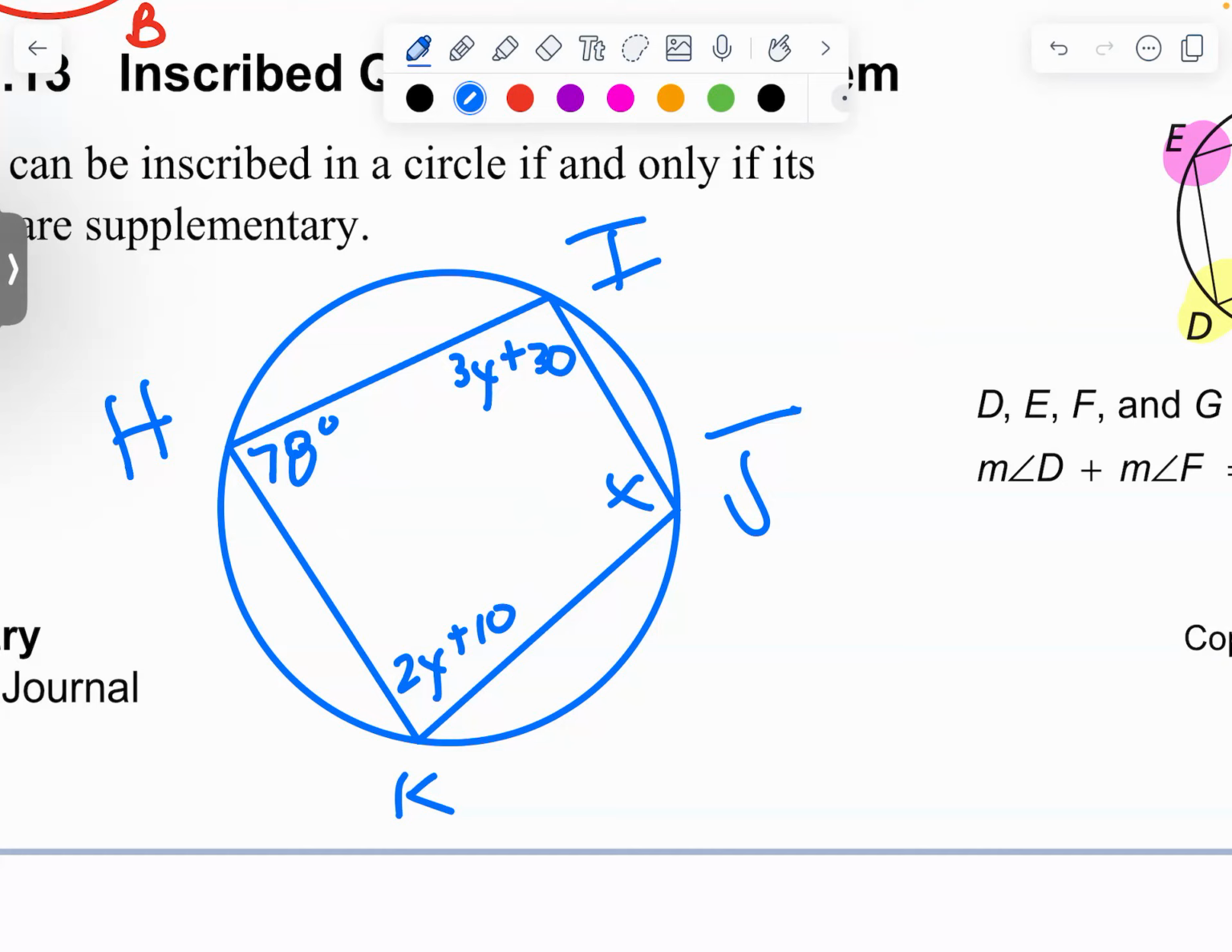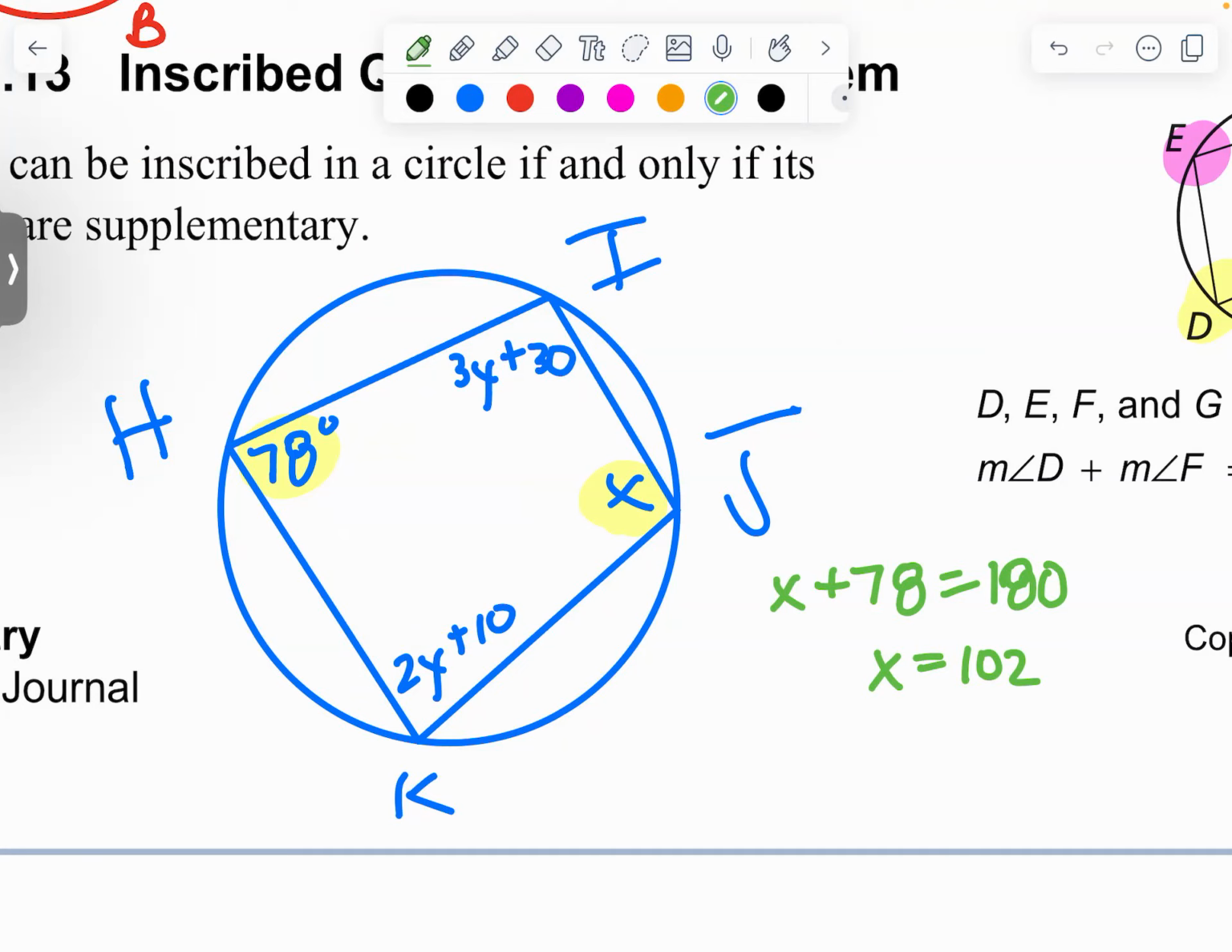Okay, so how do we find X? What is going to be true about this angle that is 78 degrees and this angle that is X? They are supplementary, equal to 180. So X plus 78 equals 180. How are I and K supposed to equal each other? They don't equal each other. X is 102.